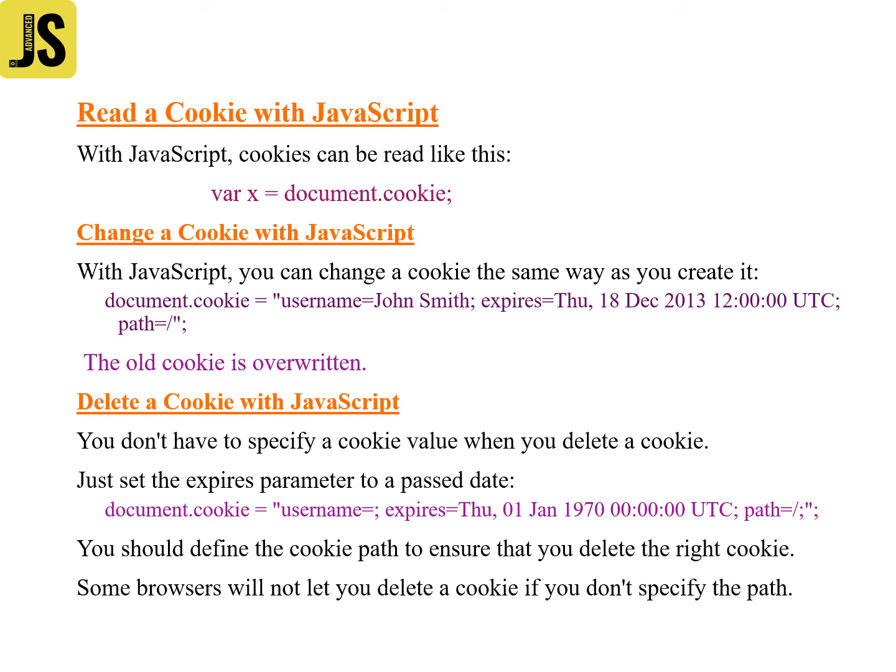You should define the cookie path to ensure that you delete the right cookie. So whenever you are deleting a particular cookie, it is better to specify the path. Otherwise, there may be chances for some mismatches. Some browsers will not let you delete a cookie if you don't specify the path. Sometimes some browsers will not give permission to delete a cookie if you are not specifying the correct URL. So it is safe to provide the path name with the cookie statement for deletion.